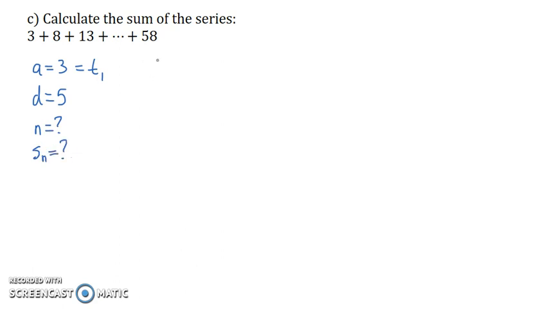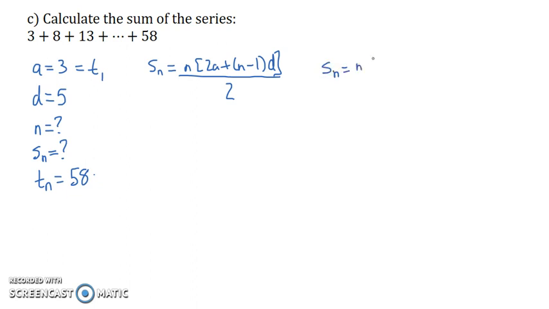And so if we know an a and a d, the only equation we really have to work with is this one. But we also know a Tn. We know that Tn is 58. And so we also could solve it using this equation. So looking at each of these equations, I know A, I know D, I know T1, I know Tn. I don't know two things in each of those equations.